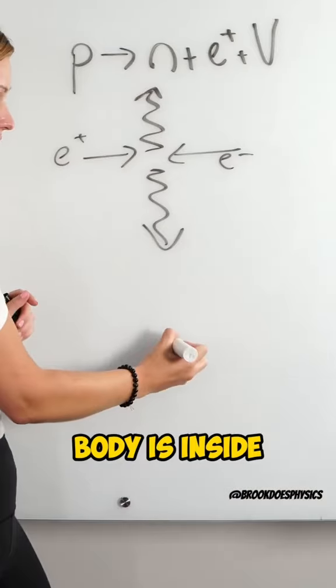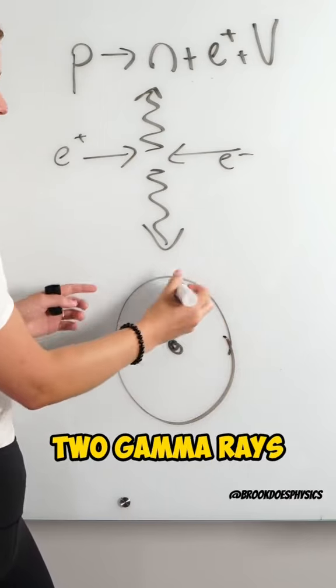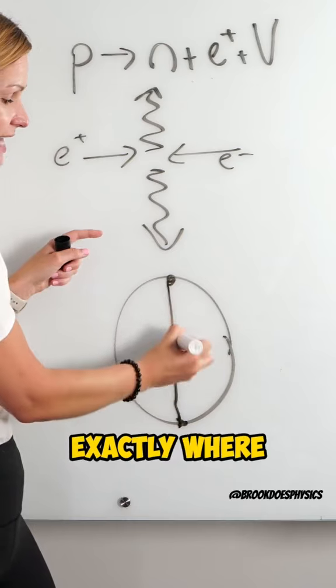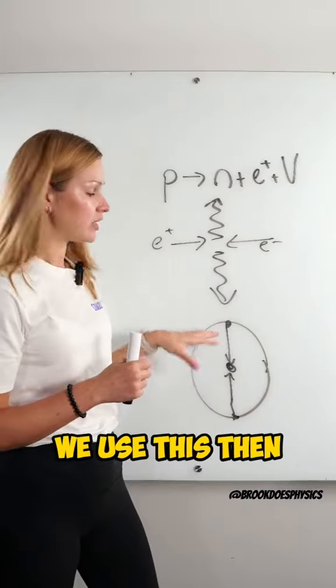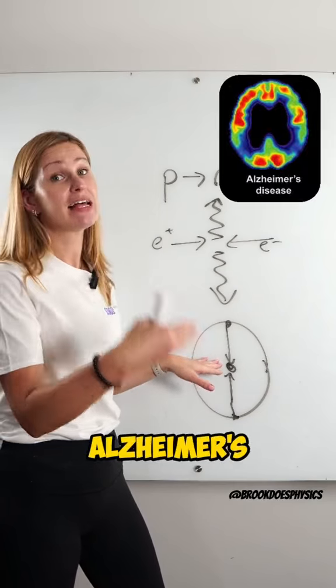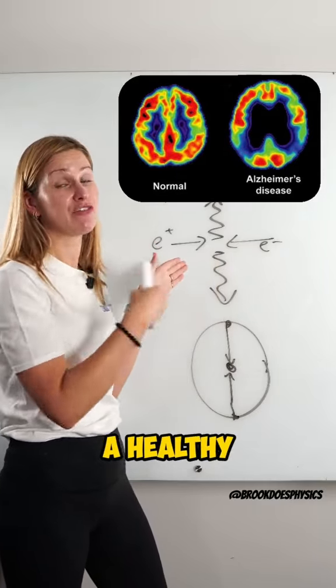And then your body is inside a scanner, so there's a whole scanner around you. And when those 2 gamma rays light up the detectors, we can trace them back to see exactly where they're emitted in your body. We use this then to detect diseases like Alzheimer's in the brain, because the brain of a patient with Alzheimer's will light up differently because of these annihilations, different from a healthy cognitive brain.